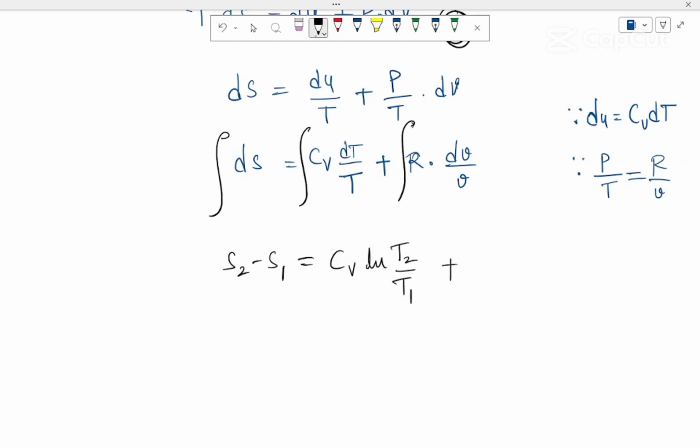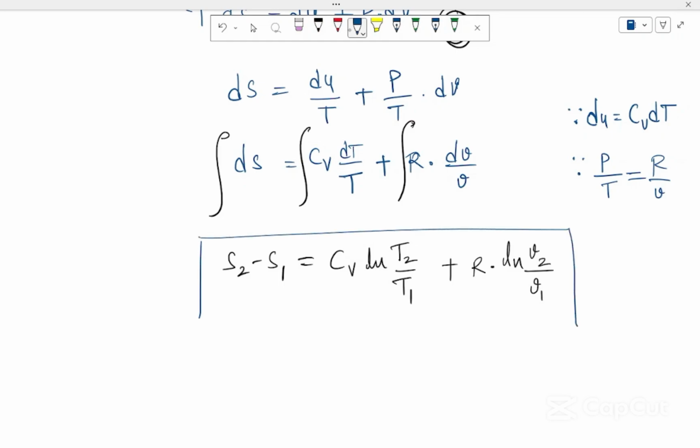The second part, similarly, gives R into ln V2 by V1. So this will be my entropy change expression. This is an important expression, and it is in the form of Cv and R. Let us call it the S1 equation, the entropy change equation in its first form. Similarly, you can have the other two forms also.